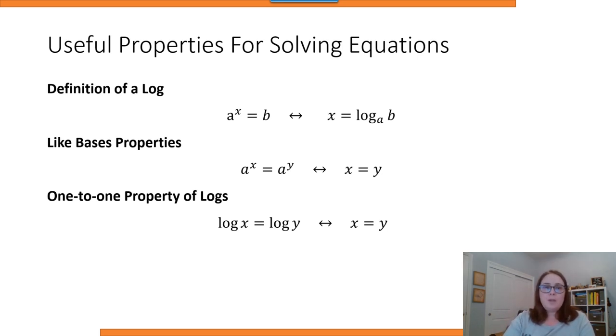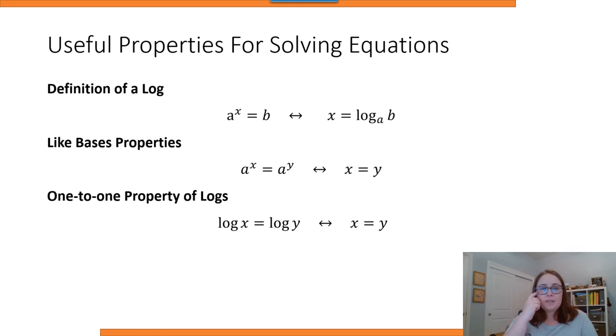It's nice to have these at the ready so you can figure out when to use each one as we go. The first one is just using the basic definition of a log, going between the exponential form and the logarithmic form. The second one we call the like bases property: if I have a to a power equal to a to another power, and the bases match, then the exponents have to be equal. So I can simplify the problem by just focusing on those exponents.